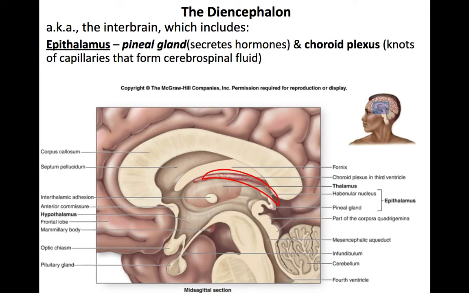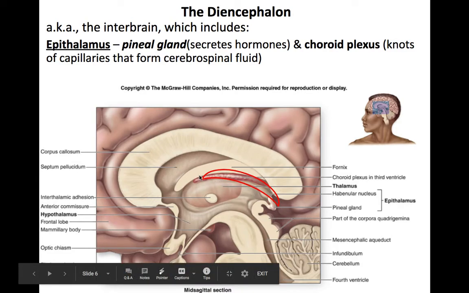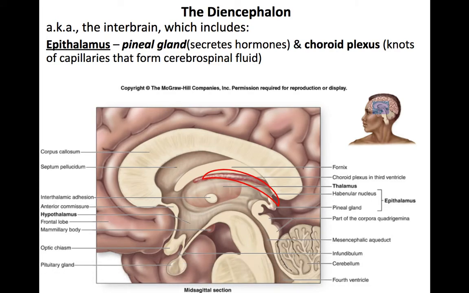Okay, so the diencephalon also has this other region called the epithalamus. Remember that the prefix epi means on top of, right? So your epidermis is the topmost layer of your skin, and the epithalamus is the topmost region of your diencephalon, more or less. It sits essentially on top of your thalamus. There are two things that I'm going to point out to you that are part of the epithalamus. These are not the only important regions of the epithalamus, but they're the only ones that I will be testing you on in my class at Pacifica.